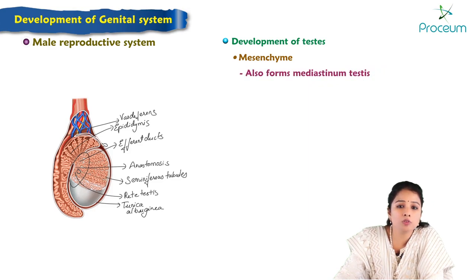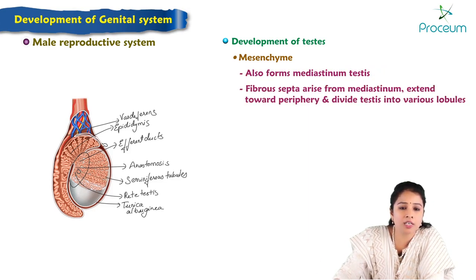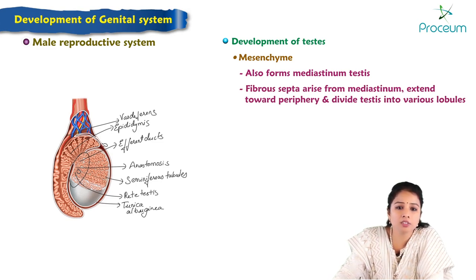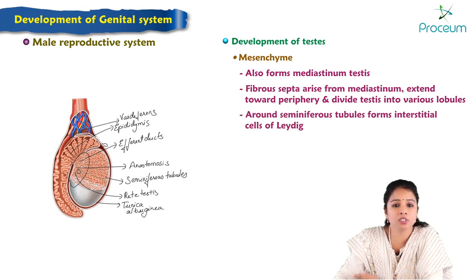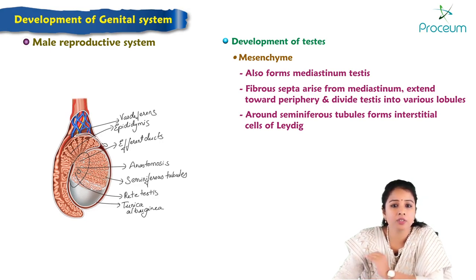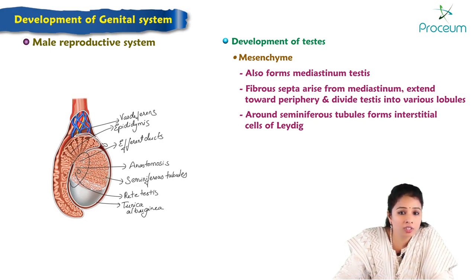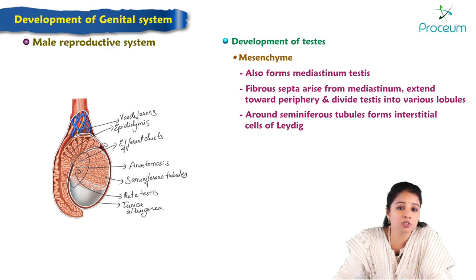The mesoderm also forms the mediastinum testis, that is the fibrous septa which arises from the mediastinum, extends towards the periphery and divides the testis into various lobules. So the mesoderm around the seminiferous tubules gives rise to the interstitial cells of Leydig.